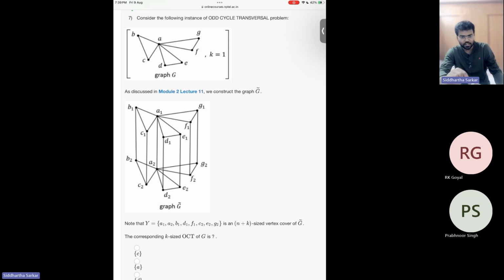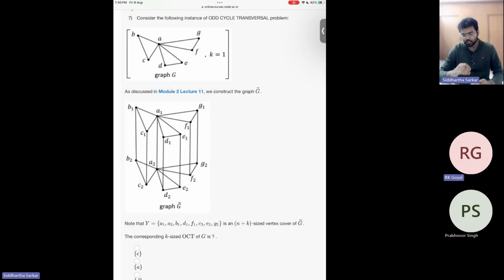Now, in this independent set, let us note down the vertices that are in it. From the independent set, we will see that some vertices are appearing as first copy, like A1, and some vertices are appearing as second copy. And some vertices are not appearing at all. Those vertices which are not appearing at all will be part of the OCT, that is the odd cycle traversal. That is the algorithm.